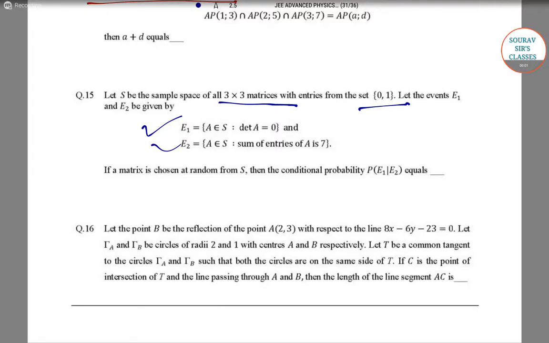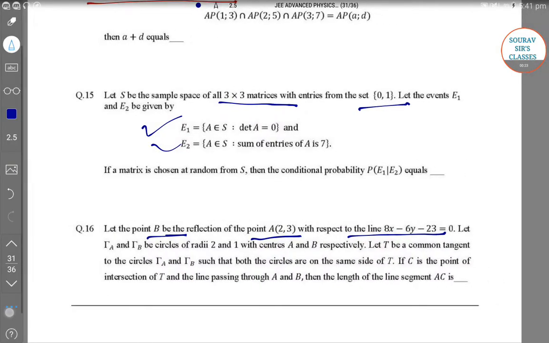Today we are solving the JEE Advanced Mathematics paper 2019. Here a point A (2, 3) is given with respect to a line, and point B is the reflection of this point A.